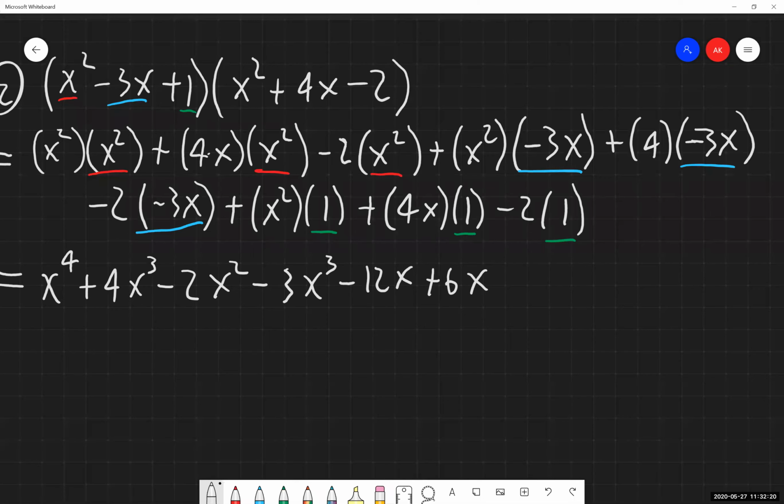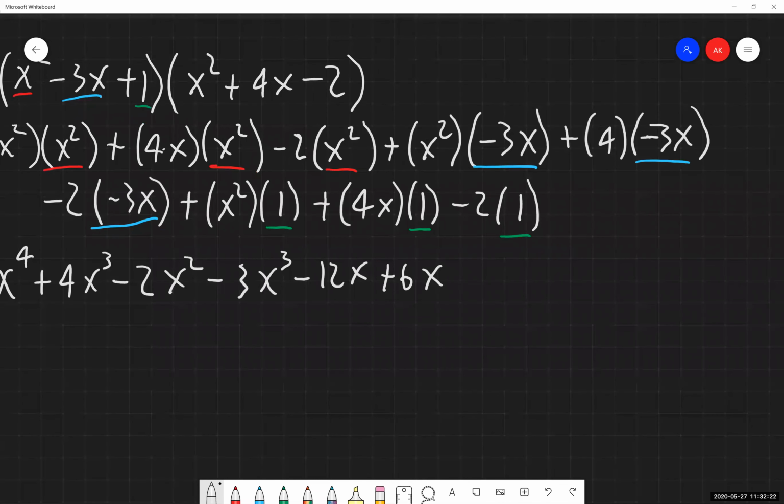And then last but not least, we have x squared times 1, which is going to give us x squared. 4x times 1, which is going to give us 4x. And then minus 2 times 1, which is going to give us negative 2.